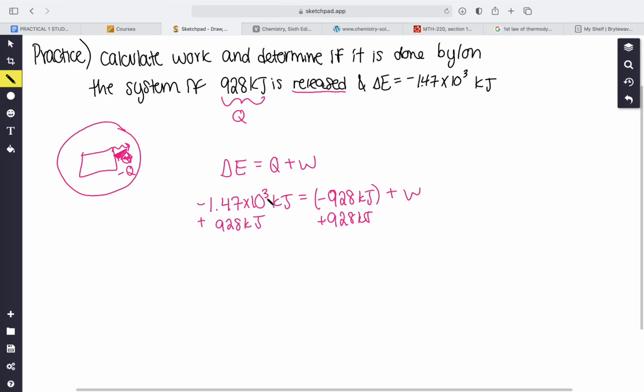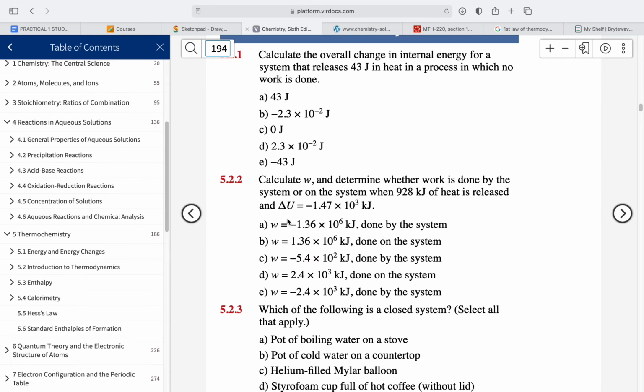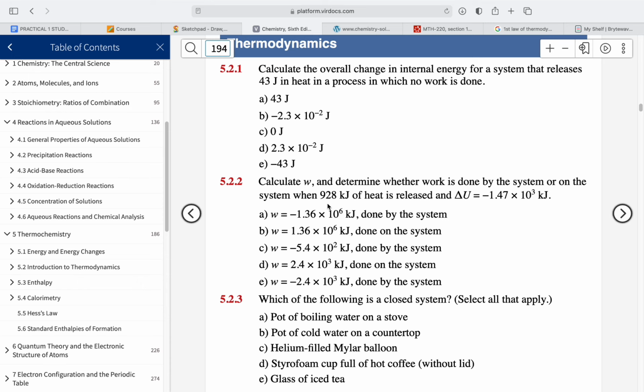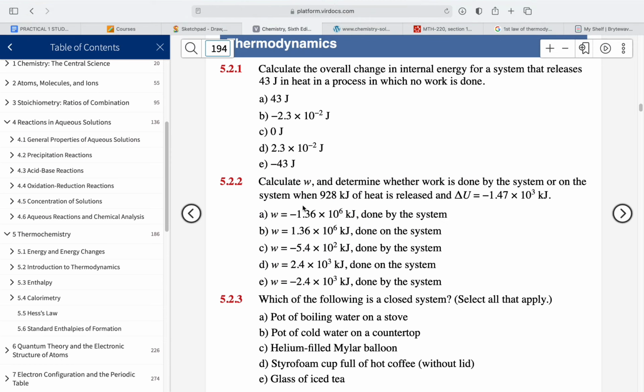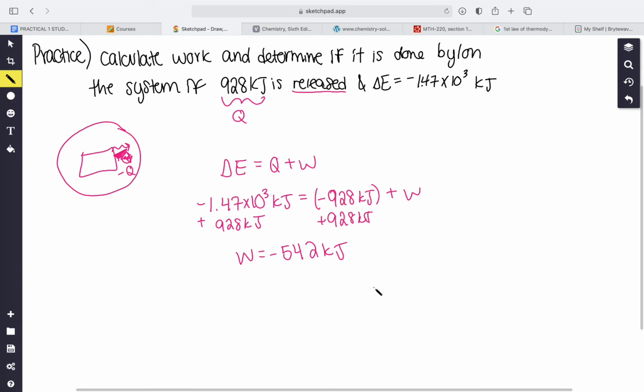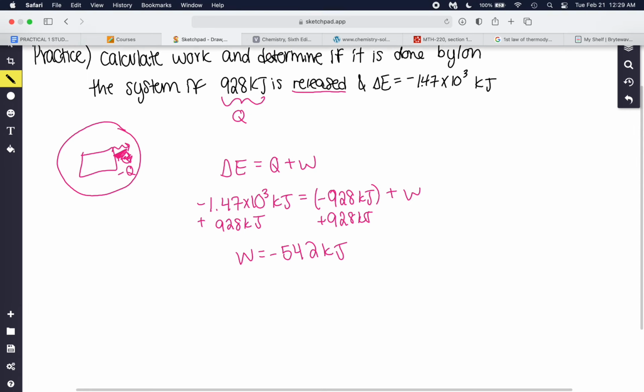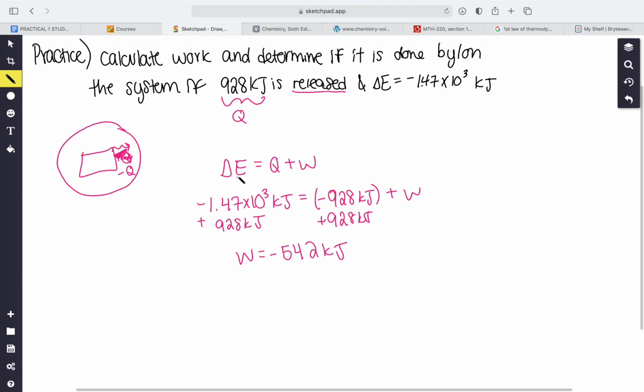1470 plus 928. And the work should be negative 542 kilojoules. I'm going to actually check the textbook and see if that's an answer. What did I get? 542? That's real awkward because it's not an answer here. Oh, yeah, that could be that answer there. Yeah, okay. Cool. So that is one of the options there. Right, that's times 10 to the 2. Okay, cool. So yeah, that is our answer for the work, and it also asked us to determine if that is work being done by or on the system.